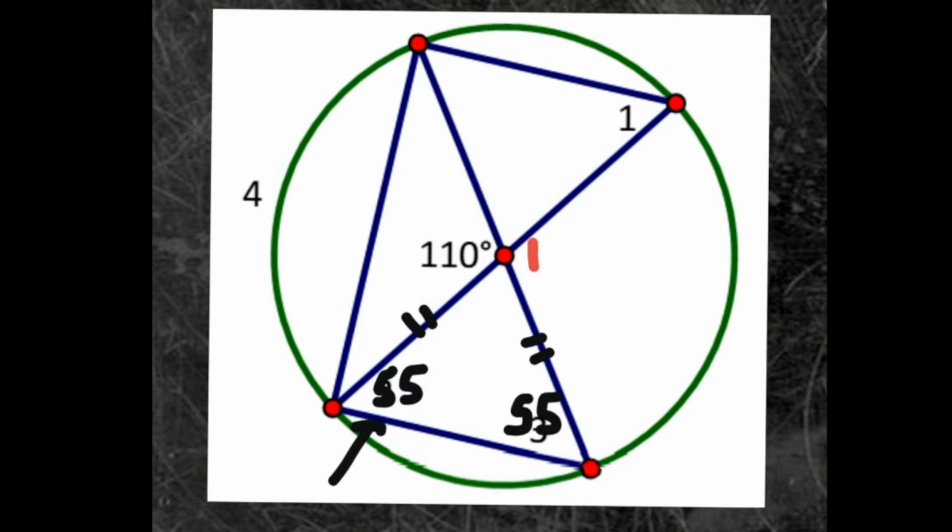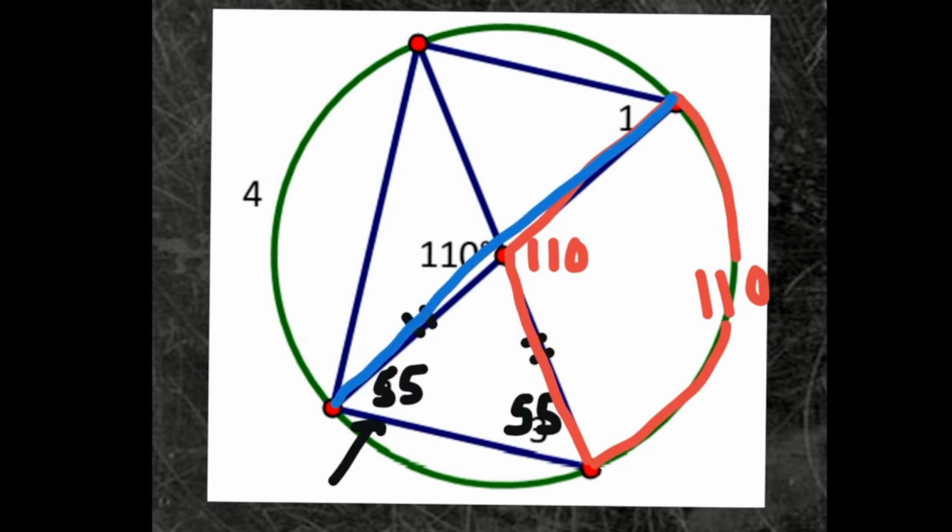The 110 here is a vertical angle to the other angle on the back side of 110, which is, again, a central angle. That makes this arc 110 from here to here. And guess what? The 55 degrees, the angle that we were looking at there, this guy right here, is exactly half of 110. So there's two nice ways to find it, and this is a good example of how to use inscribed angles to solve problems.